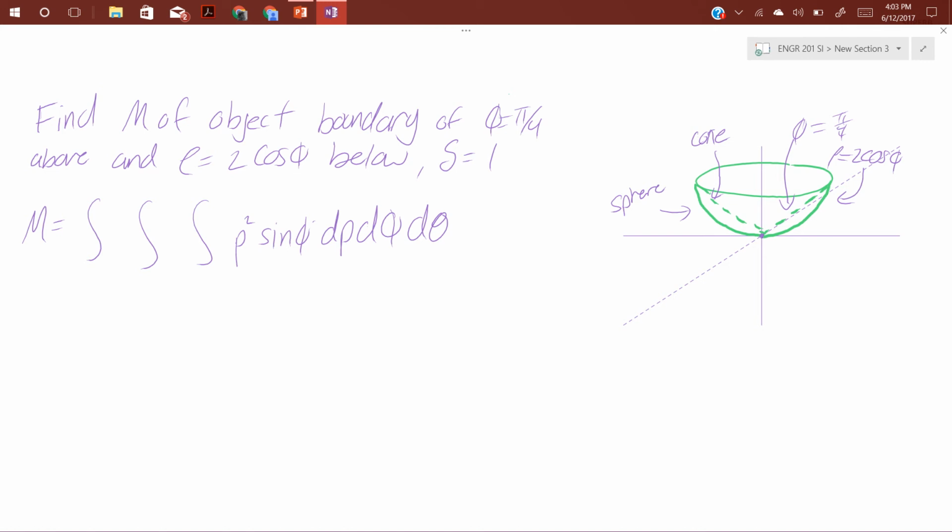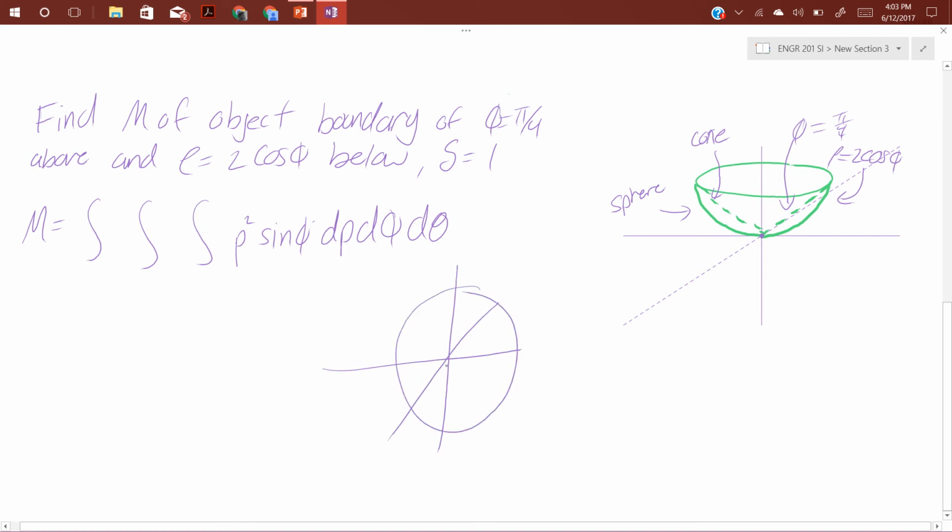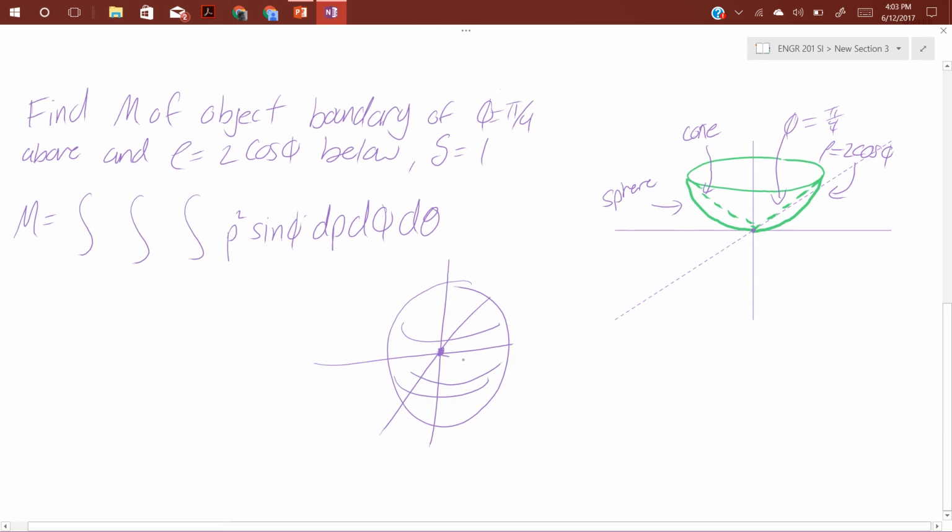So moving on. In order to find the limits for rho, I want to just give an example before I do it for this one. Say we have a sphere here. In order to find the limits, you start an arrow at the origin and project it outward. If we hit right here, and say the sphere is rho equal to 5, then you're going from 0 to 5 for the sphere.